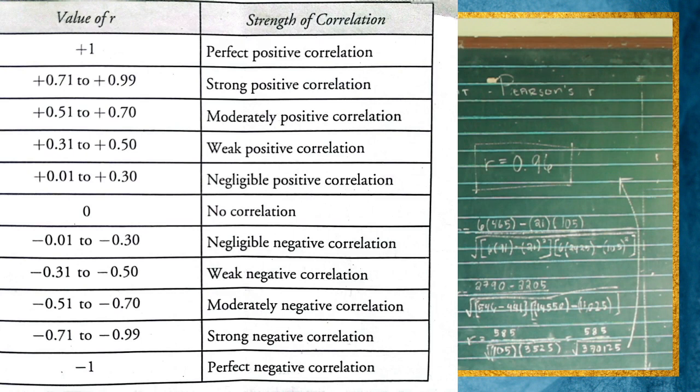So, since ang r natin is 0.96, saan siya kabilang? Doon sa strong positive correlation, yung positive 0.71 to positive 0.99, kasi 0.96 ang nakuha natin. So, it means there is a strong positive correlation between the two variables. So, there is a strong positive correlation between the number of hours spent in reviewing and the scores of the 6 students. So, that is how to use the Pearson r.